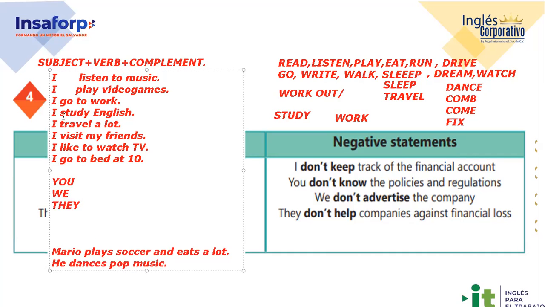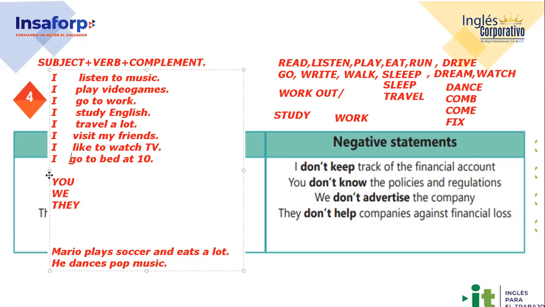So these are some examples of how you have to use that. Entonces, ahorita ustedes van notando que sigue la estructura. Sujeto, verbo, complemento. So which are our verbs? Recuerden que los verbos nos indican una acción ahí. And then we have there the verbs listen, play, go, study, travel, visit, like, and go. So now, let's check something else. Entonces, acá teníamos algunos ejemplos de oraciones positivas.